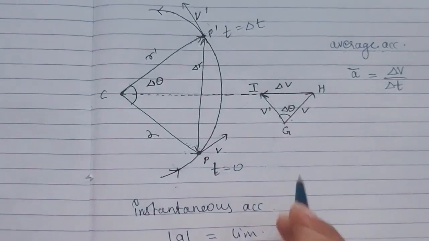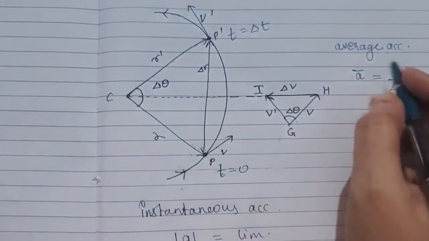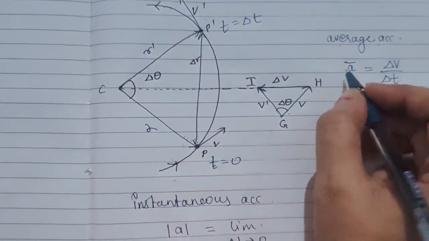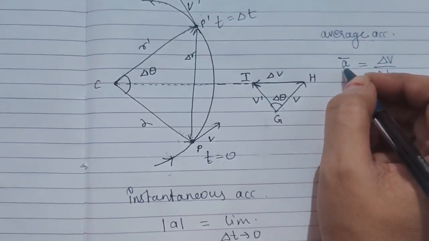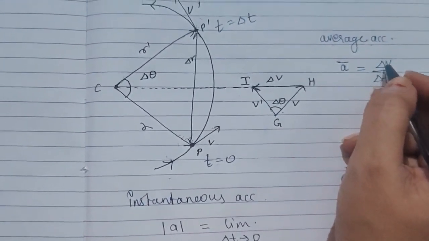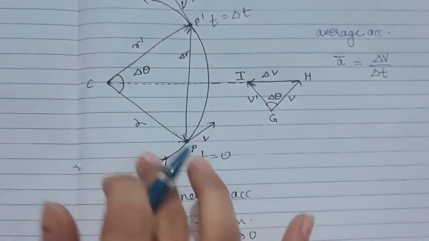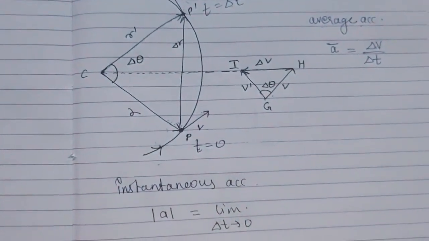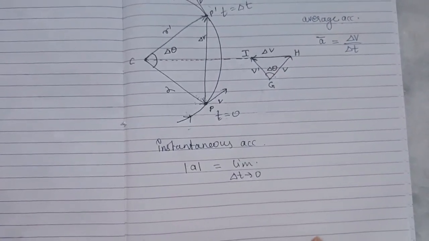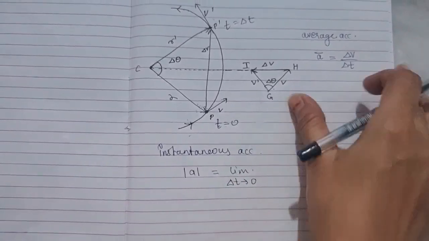Now for this particular motion, what we can write is the average acceleration. Average acceleration is denoted by A bar, which can be written as delta V upon delta t for this motion. So what we are considering here is the average acceleration.